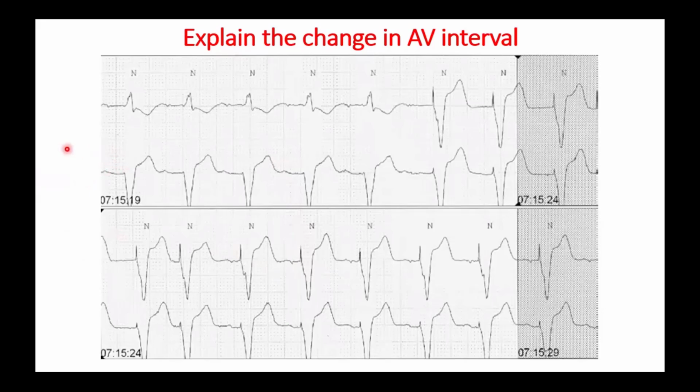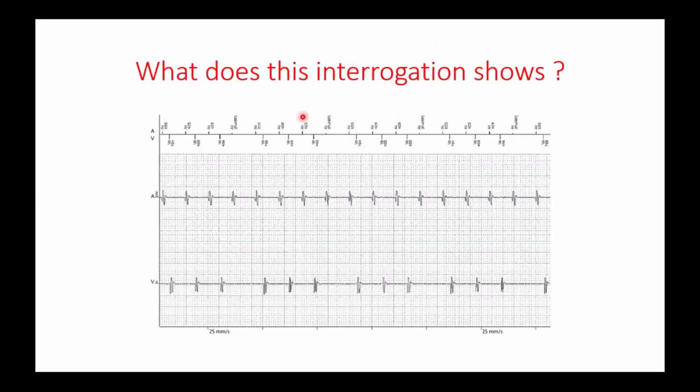Yes, this is AV hysteresis. I think in Boston or Biotronik it is called that, and I think it's called ventricular intrinsic preference in St. Jude's. Yes, called VIP. Yes, exactly. So this one is easy.